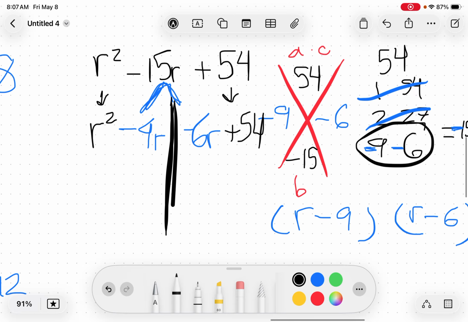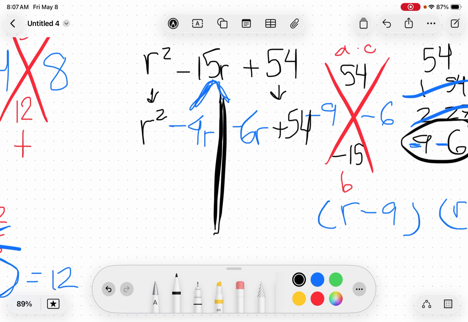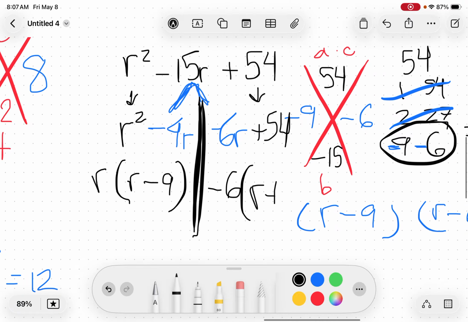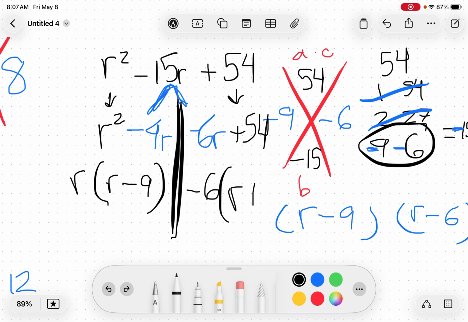Undoing that combining like terms, then we keep everything else the same. And we split this equation in half, and then factor. We're going to undistribute. We're going to undo the distributive property. We're going to take out an r over here. So we're left with r minus 9. And we're going to take out a 6 over here, negative 6. So I'm left with r subtract 9, because I took out a negative 6. And so I'd have to do 54 divided by negative 6, which would give me negative 9.